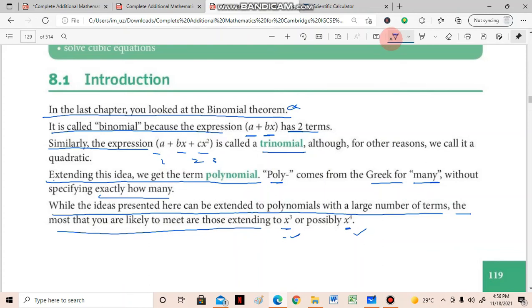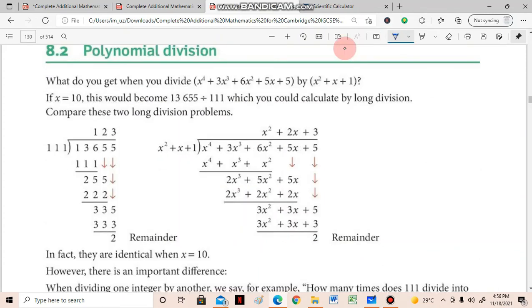Okay, so let's move on. Till now we have understood what the term polynomial means. Now we are going to see what polynomial division means. Over here they are asking what you get when you divide this term by this term. Now that is something we do not know yet.